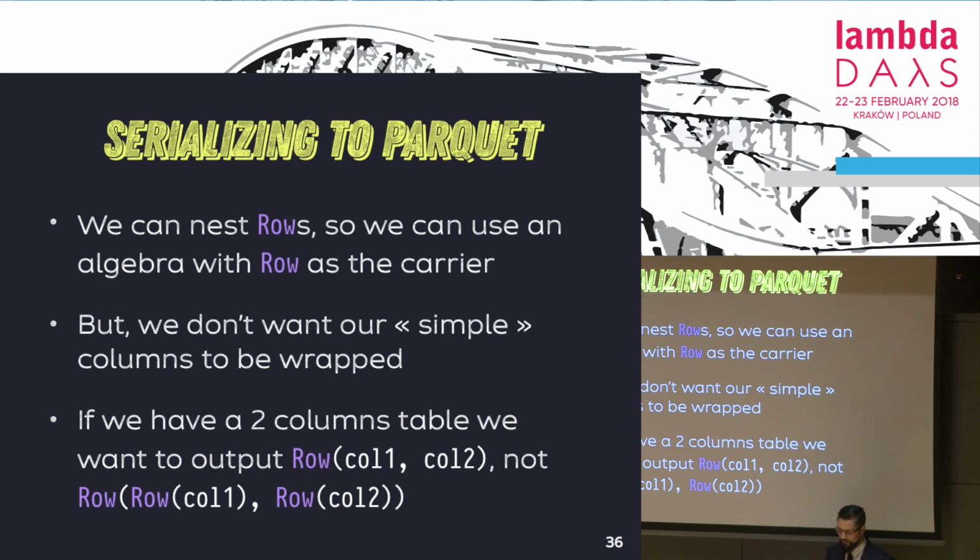You can have structured columns. But in the case of simple types like integers, strings, and so on, we don't want to wrap them too much. So being able to wrap rows inside rows is cool because we can write an algebra. We have a unique carrier, a unique type. But we don't want each level to be wrapped in a row. Because, for example, if you have a two-column table, we just want to output row of column 1, column 2, and not row of row column 1 and row column 2.